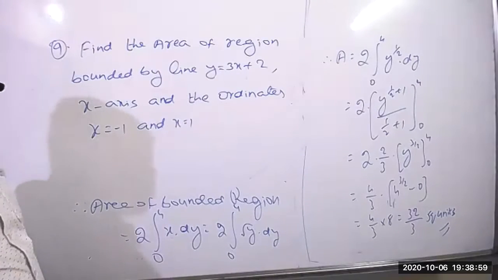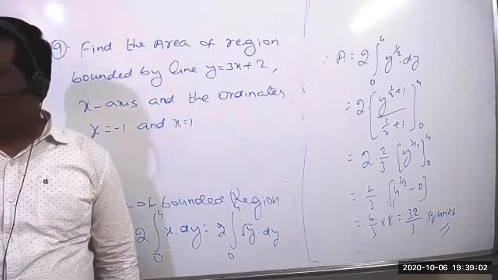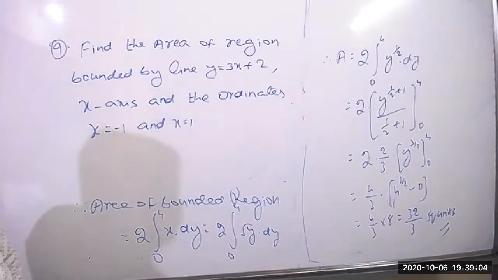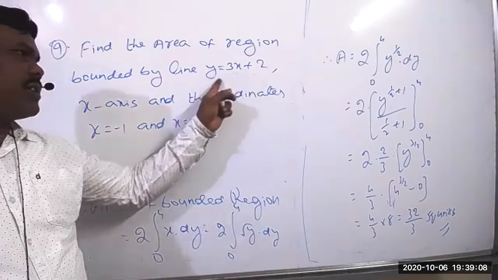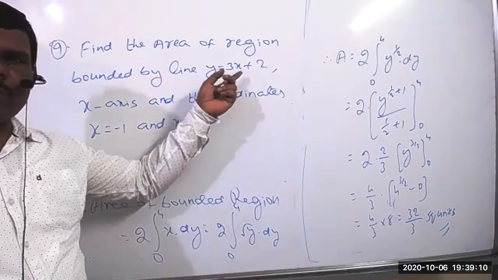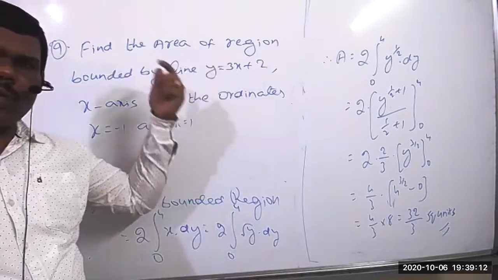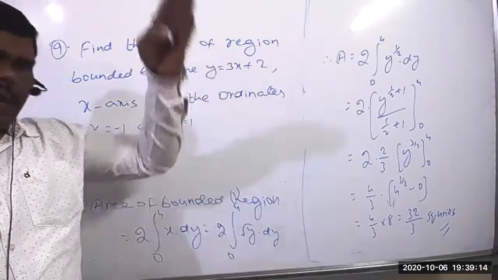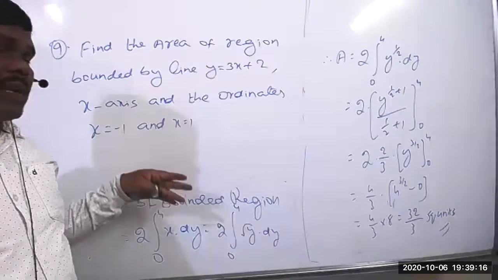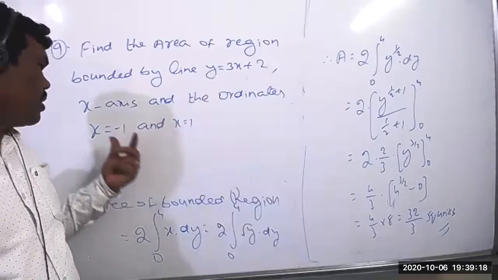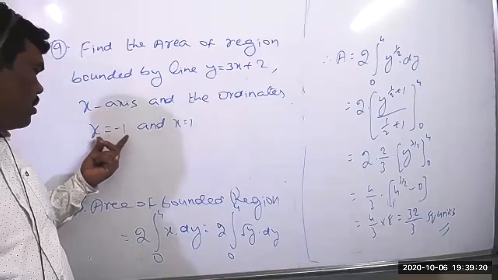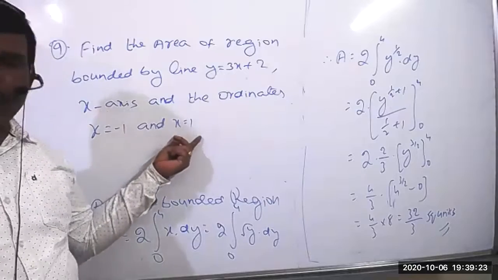Anyone, please tell me how to find the area of the bounded region. The graph is always more important to us, so first we have to draw the graph. If you take y equal to 3x plus 2, it is just a linear equation in two variables, and the graph of a linear equation is always a straight line. We need the area bounded by this line and the x-axis at x equal to -1 and x equal to 1.